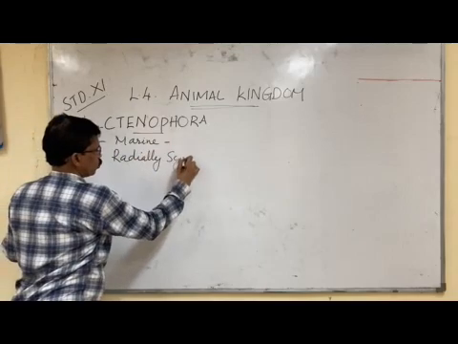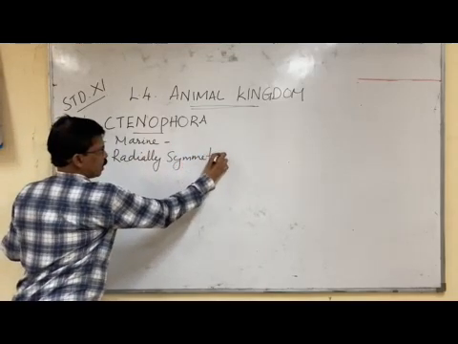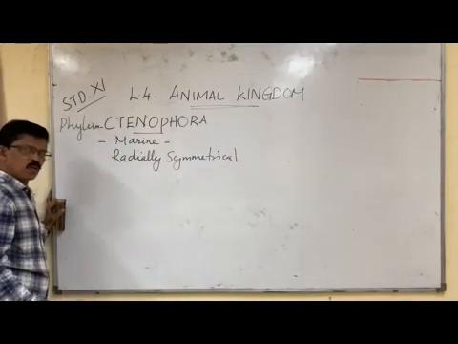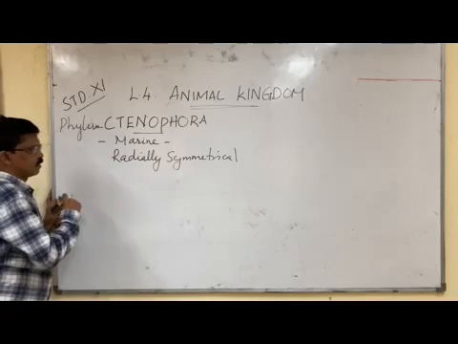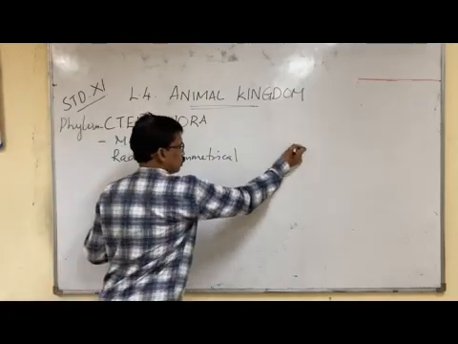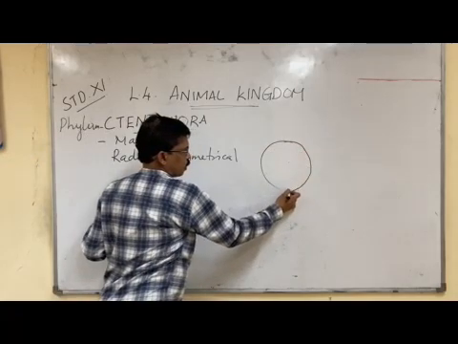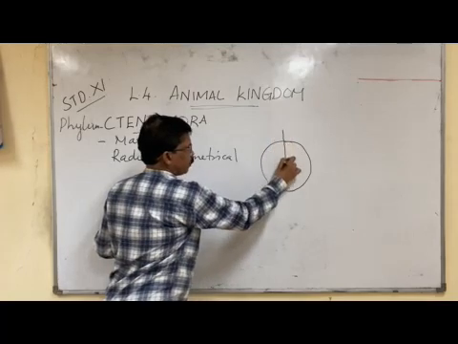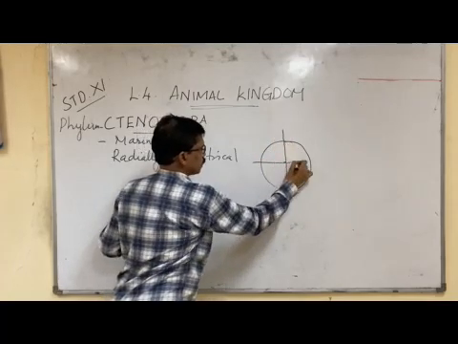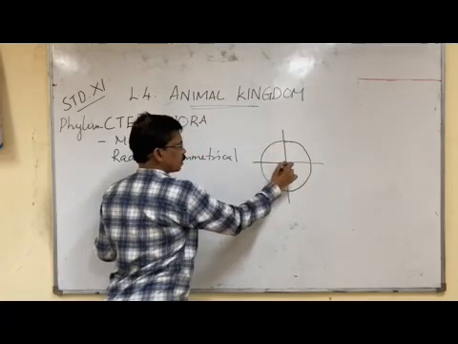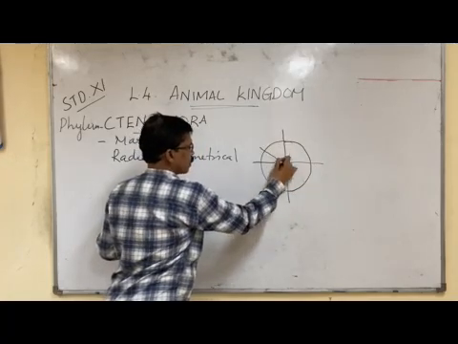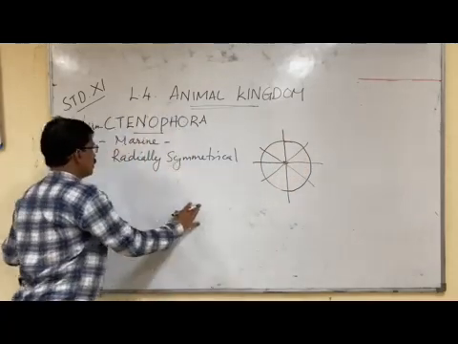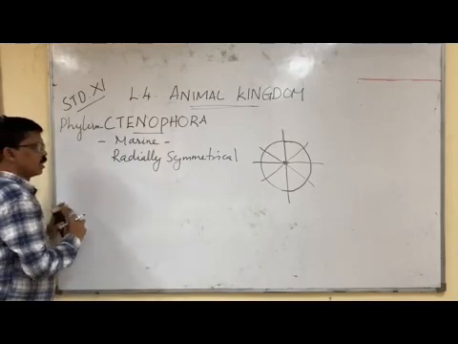Radially symmetrical. You know what is radially symmetrical? Any plane passing through the central axis. More than one plane, but through the central axis. We have already seen that. Suppose this is the ctenophora. This is the central axis, and these are the two planes I have drawn here, and another plane, any plane passing through the central axis, we will get two equal halves. That is called radially symmetrical.